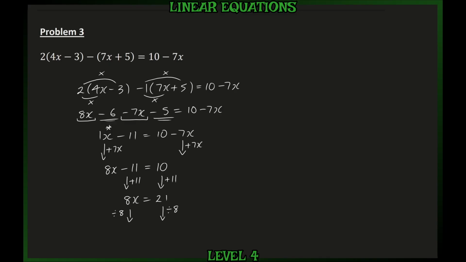Now the times 8 and the divide by 8 on the left cancel out to leave us with x, and on the right, 21 divided by 8 can just be written as 21 over 8. So x equals 21 over 8 is our final answer to problem 3.